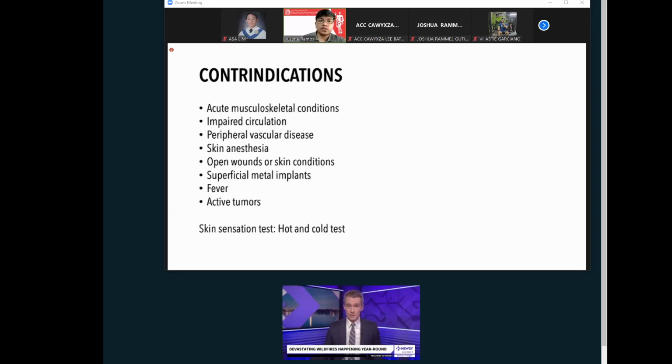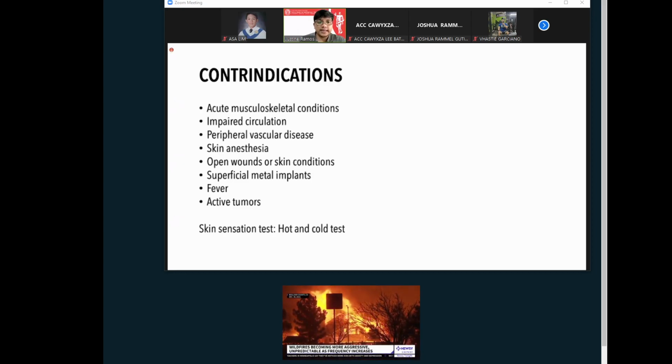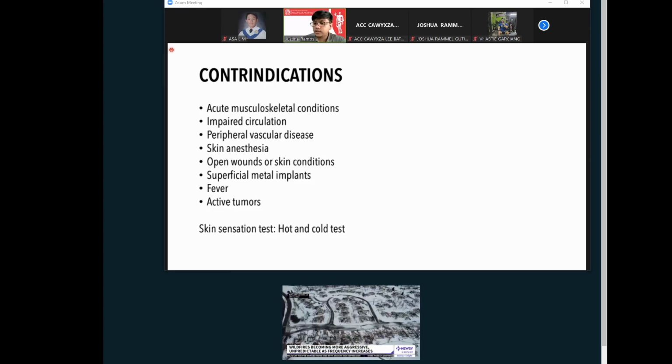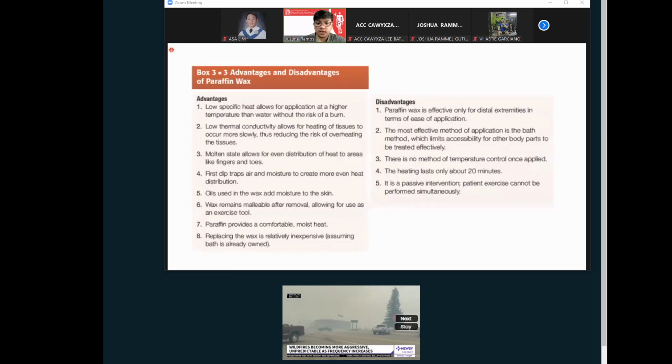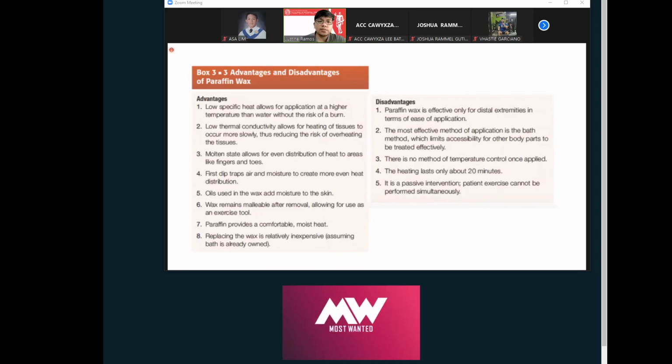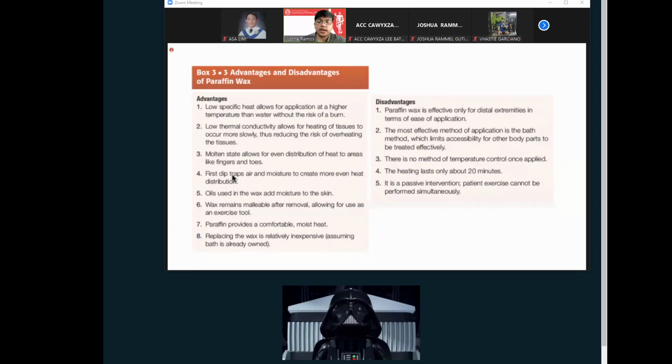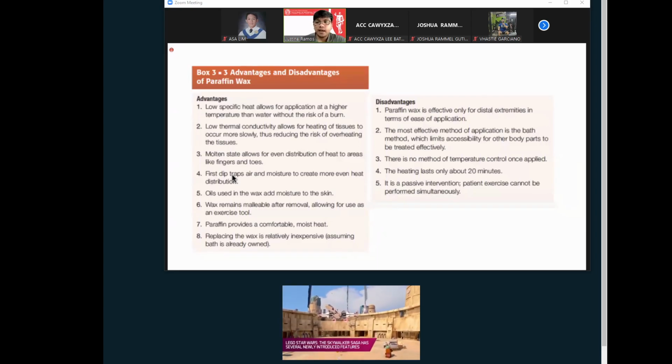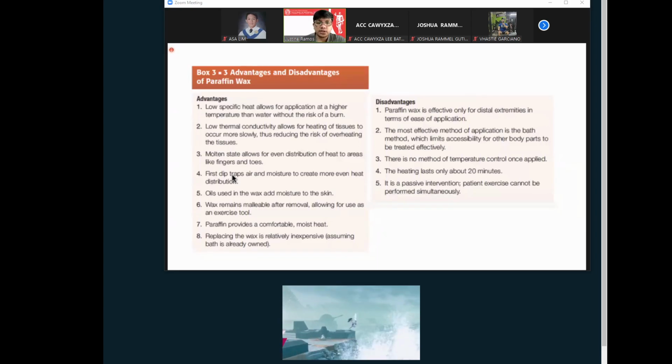It's contraindicated to acute, impaired circulation, almost the same, no, with your hydrocollator packs. Of course, don't forget hot and cold testing also to test for skin sensation. Okay? So advantages ng wax, again, we have mentioned some of its advantages. Mababa ang kanyang specific heat at a higher temperature compared with water. So low thermal conductivity. So the heating occurs slowly compared with warm water at the same temperature.